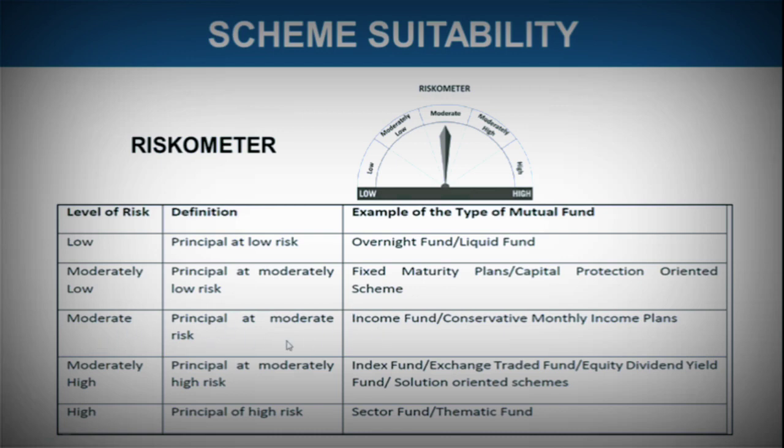It also mentions examples of moderate funds like income funds and conservative monthly income plans, then moderately high schemes like ETF, index fund, solution oriented funds, and then the high risk where the principal is involved, that is sector funds, because they are not diversified. They generally focus on one particular sector, maybe a technology fund or a banking fund. So if the sector performs well, your money will grow. If the sector is not performing well, your money is at high risk. So this is how the riskometer gives a definition and shows where you are making investment.